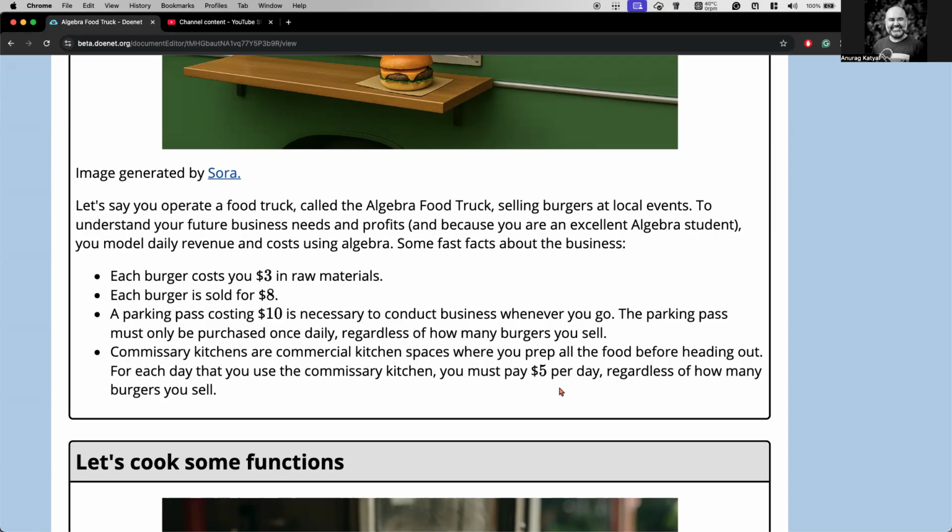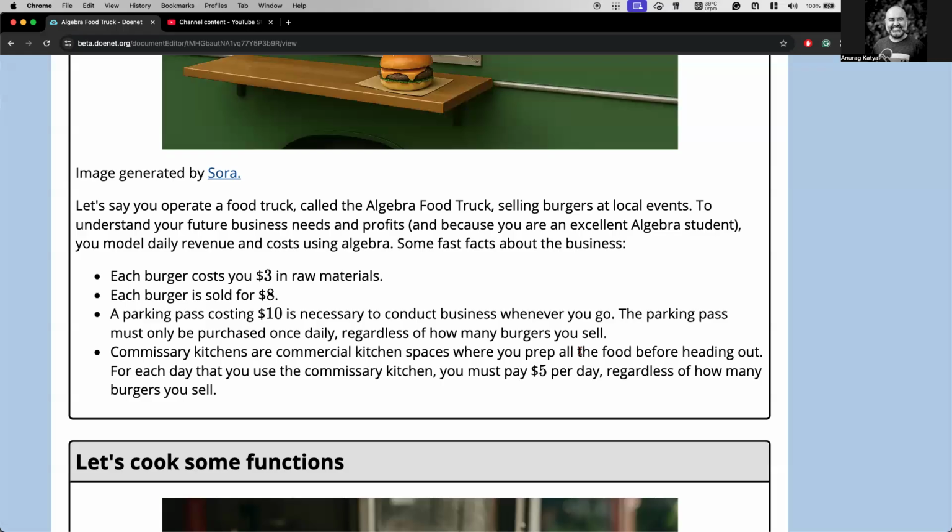So maybe you're out sick and you can't go sling burgers that day. Do you still have to pay the kitchen to occupy their space? Still have to pay that. What if you sell 1,000,000 burgers that day? Still have to pay the $5. So what here is a fixed cost, meaning I don't care how many burgers you sell, you still have to pay this. The 10 and the 5, does that make sense?